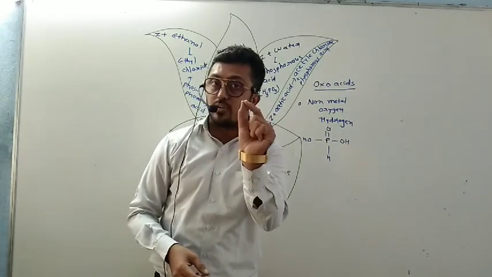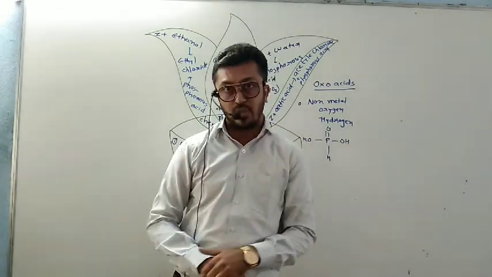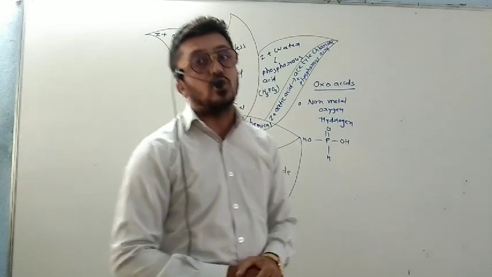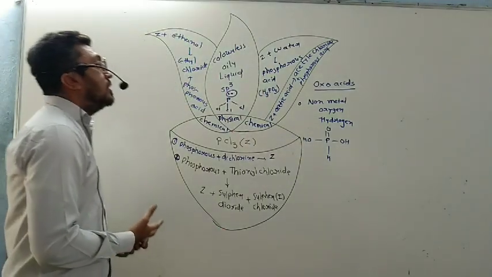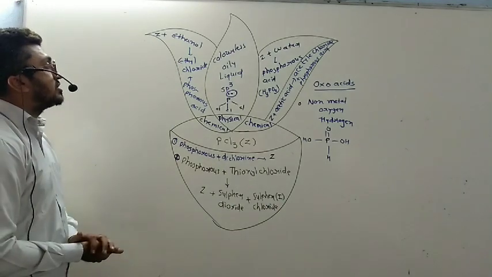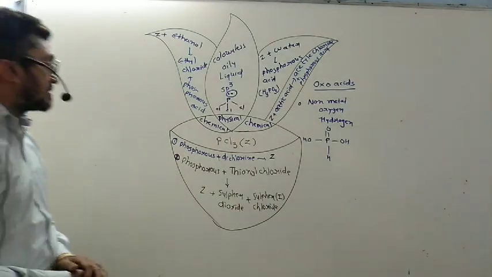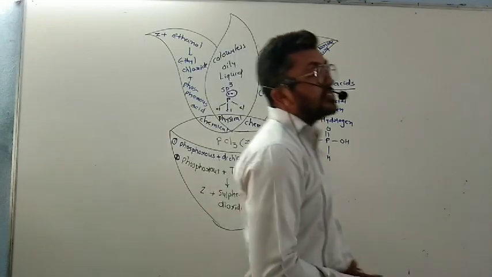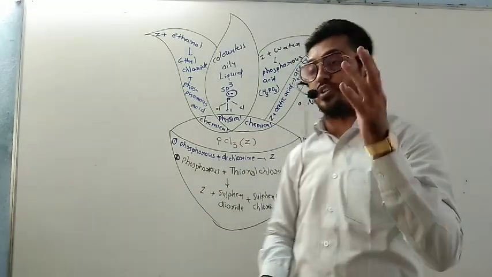Even nitrogen has an oxo acid like HNO3. Nitric acid is an oxo acid of nitrogen. Okay, then phosphorus trichloride reacts with ethanol, it gives us ethyl chloride and phosphorus acid. So these are the chemical and physical properties and the preparation of phosphorus trichloride.